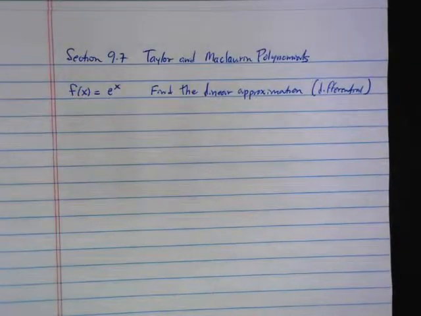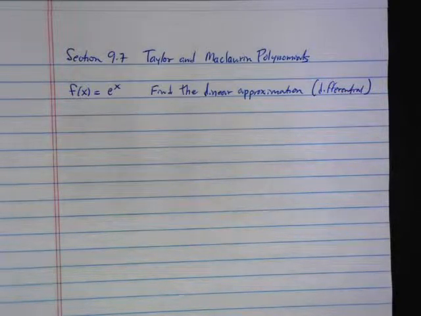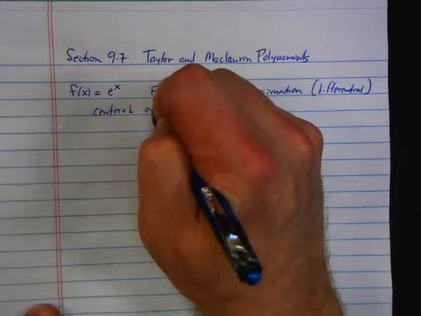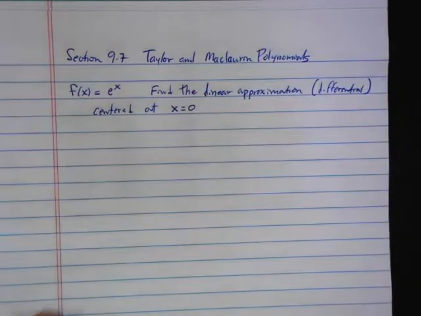Alright, remember back in the good old days? Back when you were taking Calc 1? Long time ago. I might have given you a function. I wouldn't have given you the function f of x equals e to the x, because we didn't talk about e to the x in Calc 1. But I might have asked you to find the linear approximation, also known as a differential, centered at x equals 0.